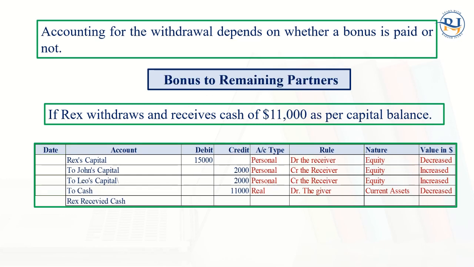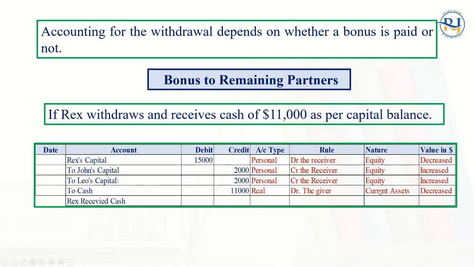So when there is no bonus, sometimes there will be a bonus to the remaining partner. Rex is saying he will withdraw and receive $11,000 as per the capital balance, but the balance is actually $15,000 as per the balance sheet in the partnership firm. Rex is saying that I want to leave this organization, give me $11,000 and I will leave it, right? So in this case, what happened? The $10,000 definitely will go from the firm. The cash balance from the company will go down by $10,000.